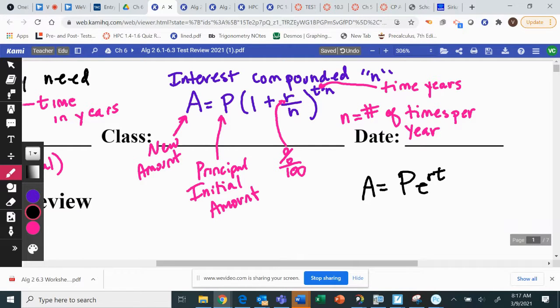There's the PERT formula, which is also interest compounded, but it's compounded continuously. I better put a label on this. Interest compounded continuously. So all the time.